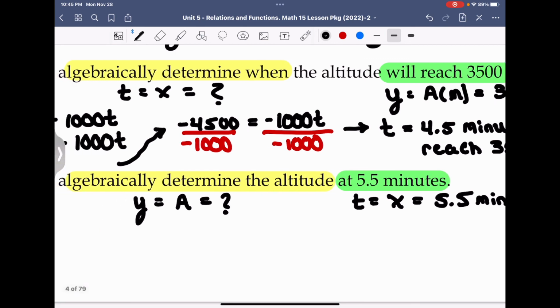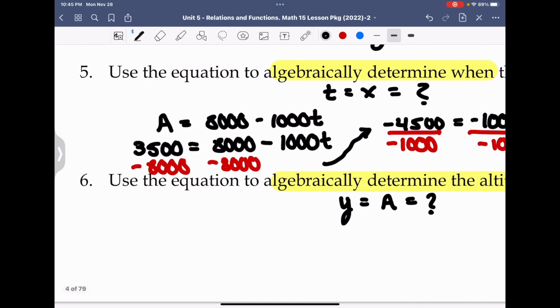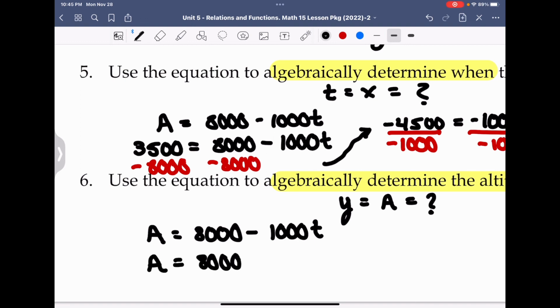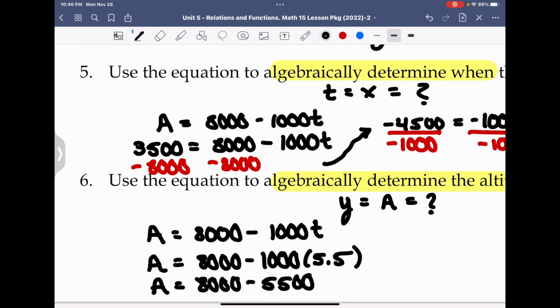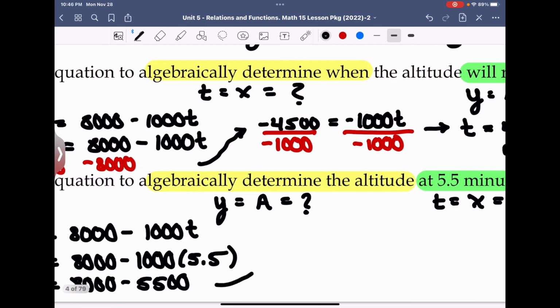Okay, let's go back to our original equation here. We have altitude is equal to 8,000 minus 1,000t. We know the time, but we do not know the altitude in this part. So 8,000 minus 1,000 times the 5.5. We should realize that when we multiply that, it's 8,000 minus 5,500. And when we do this calculation, we should get an altitude of 2,500 meters.